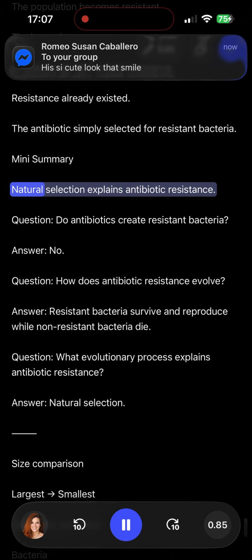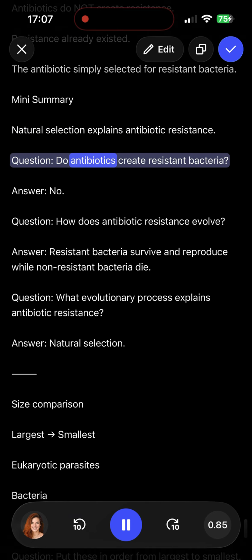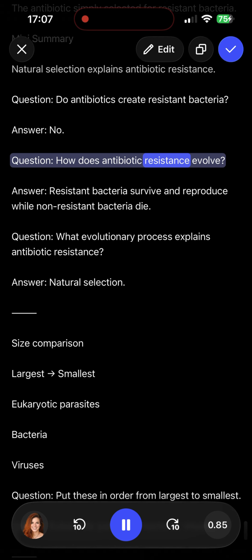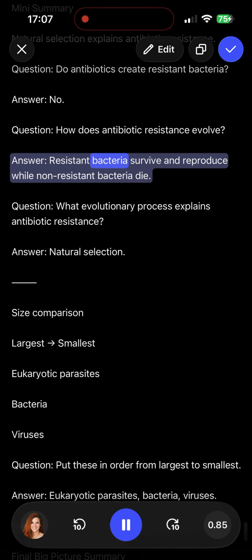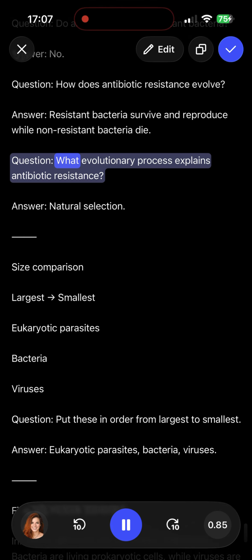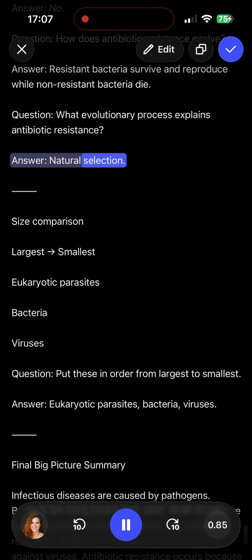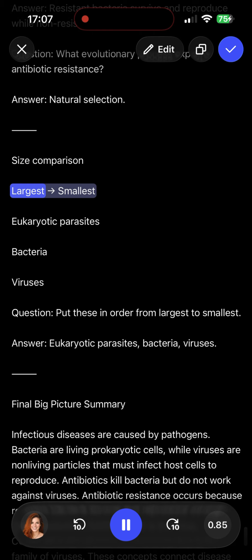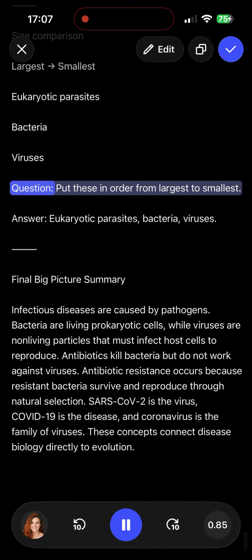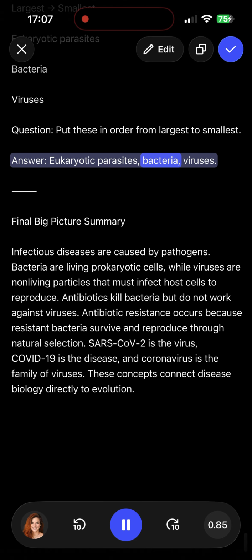Mini summary. Natural selection explains antibiotic resistance. Question. Do antibiotics create resistant bacteria? Answer. No. Question. How does antibiotic resistance evolve? Answer. Resistant bacteria survive and reproduce while non-resistant bacteria die. Question. What evolutionary process explains antibiotic resistance? Answer. Natural selection. Size comparison. Largest to smallest: eukaryotic parasites, bacteria, viruses. Question. Put these in order from largest to smallest. Answer. Eukaryotic parasites, bacteria, viruses.